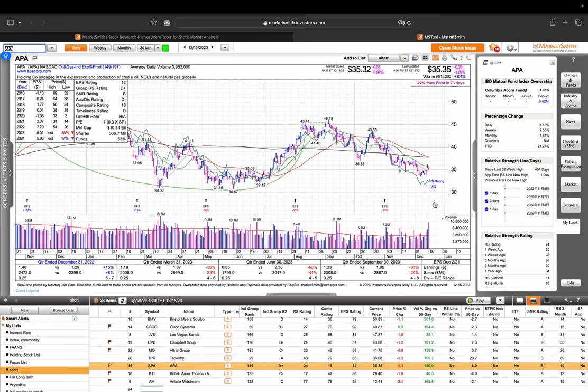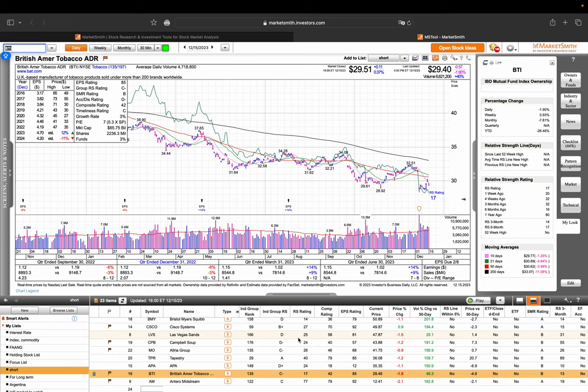APA is going mostly sideways, and let's go daily. If this goes up a little bit more and hits the 50 days and 200 days, and starts going down, that can be another short candidate, short opportunity.